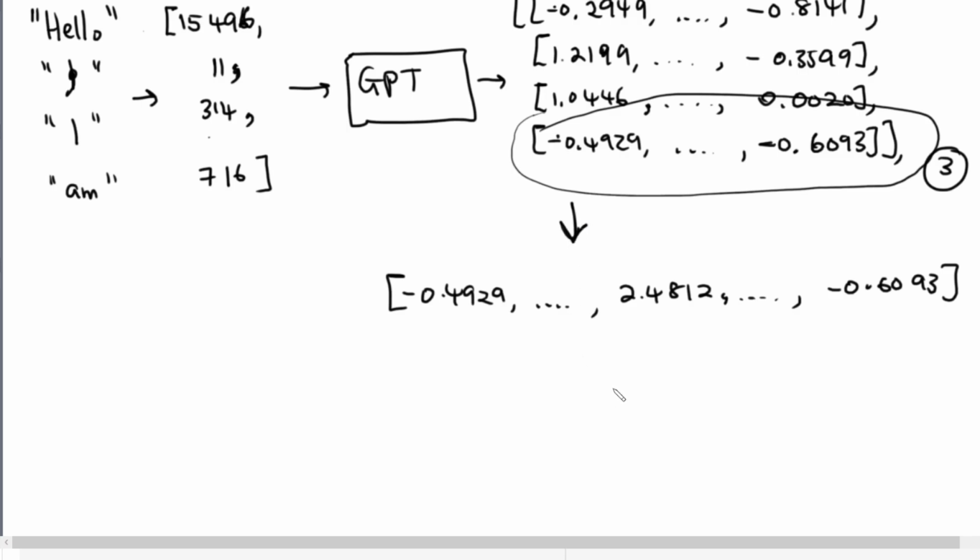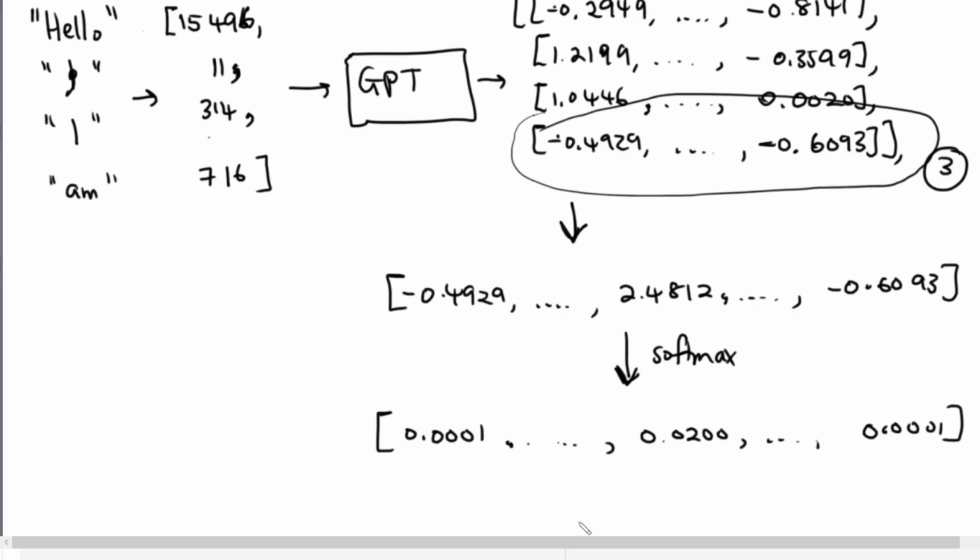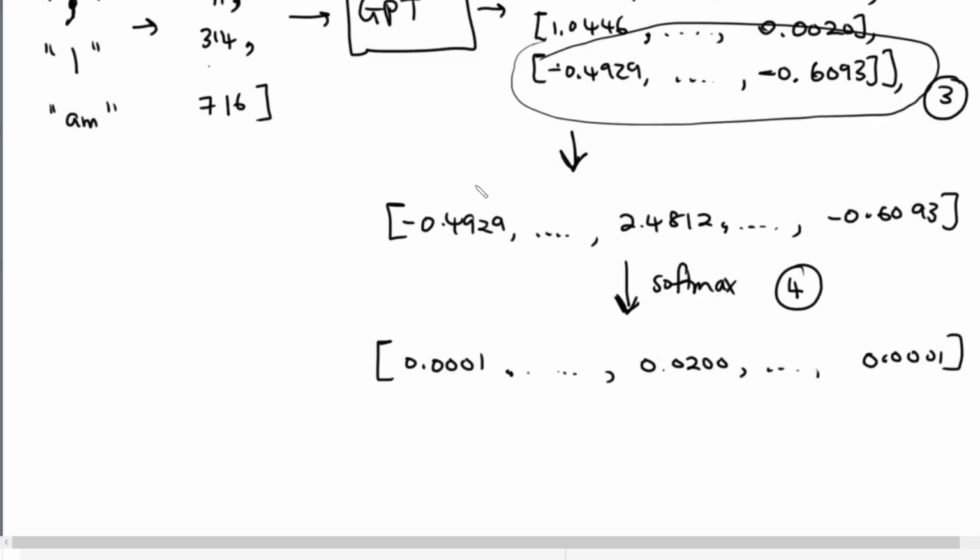Our fourth step now is we will apply softmax, which calculates probabilities and then makes sure that everything adds up to 1. So it converts these into 0.0001, and then all the way up to 0.0200, and then goes all the way to 0.0001. That's what softmax does. Our fourth step here converts those logits into a probability distribution using softmax.